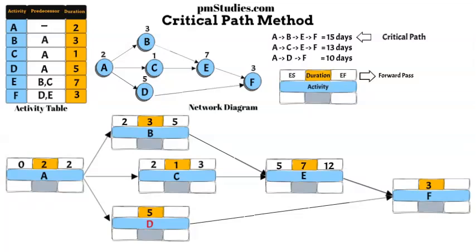Activity F cannot start until both activities, E and D, are finished. Thus we need to compute the ES and EF for activity D first.